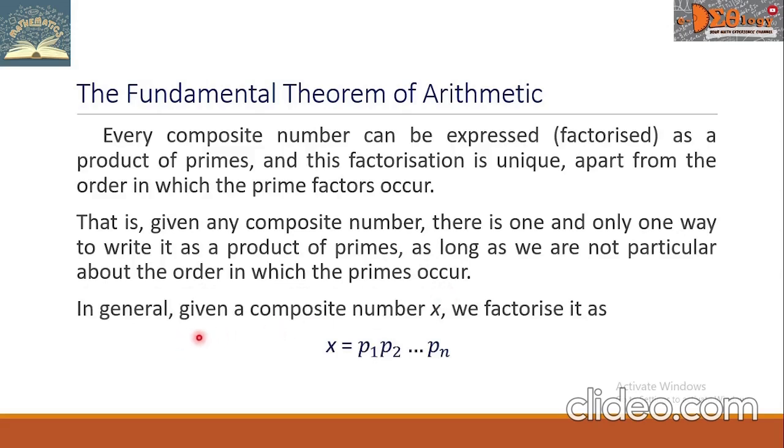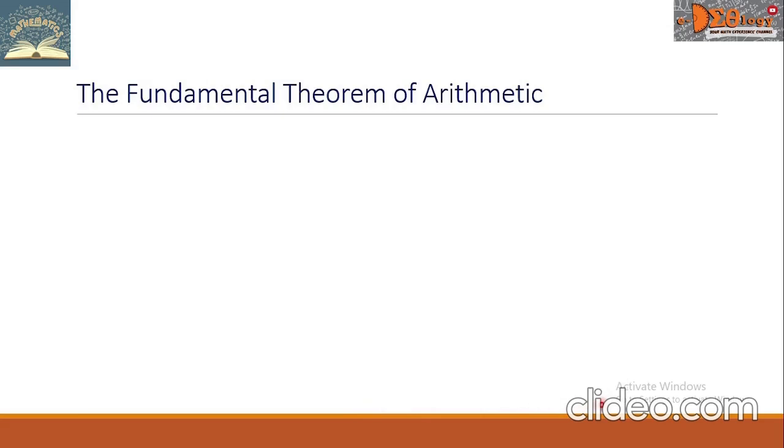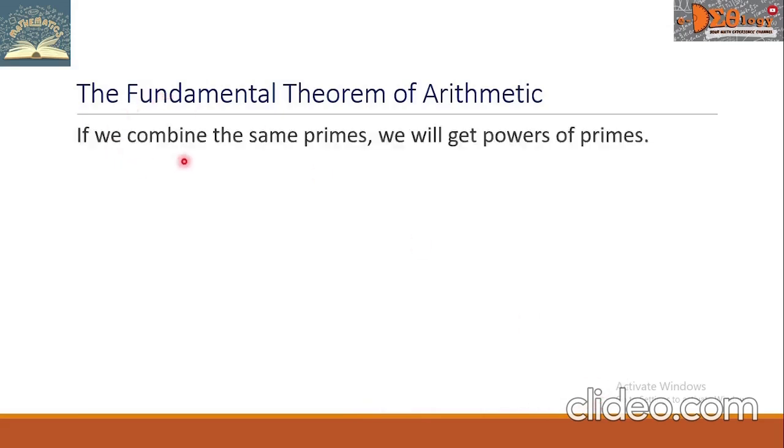In general, given a composite number x, we factorize it as x equals p sub 1 times p sub 2 times up to p sub n, where p sub 1, p sub 2, up to p sub n are primes, and written in ascending order. If we combine the same primes, we will get powers of primes.